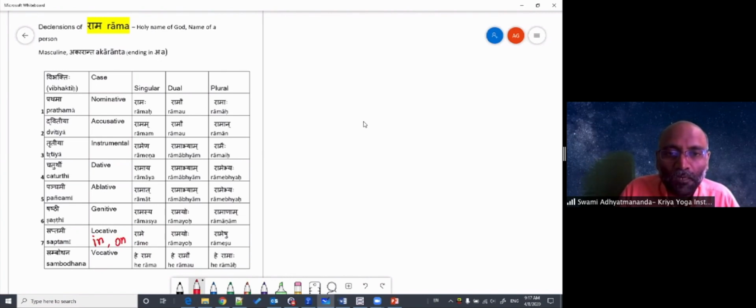Ramah, Ramau, Ramaha, Ramam, Ramau, Raman, Ramena, Ramabhyam, Ramaihi, Ramaya, Ramabhyam, Ramebhyah, Ramat, Ramabhyam, Ramebhyah, Ramasya, Ramayoho, Ramanam, Rame, Ramayoho, Rameshu, He Rama, He Ramau, He Ramaha.